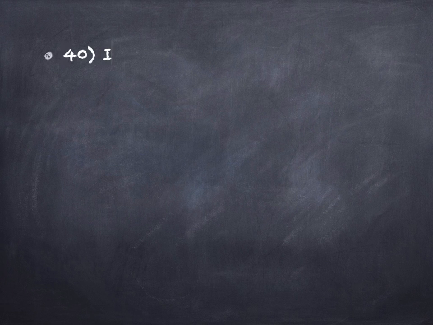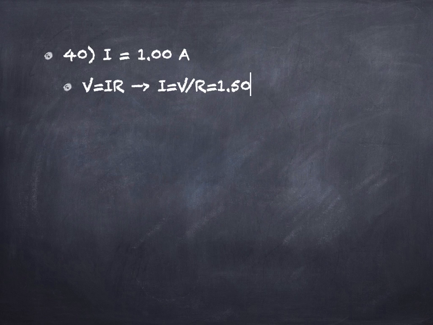Number 40, the current is 1 amp, and V equals IR, therefore I equals V over R. Simple algebra. 1.5 divided by 1.5 is going to give you 1. I didn't read that one to you. 40: a 1.5 volt cell is connected to a 1.5 ohm light bulb in a simple circuit. How much current flows through the bulb? So there you go.